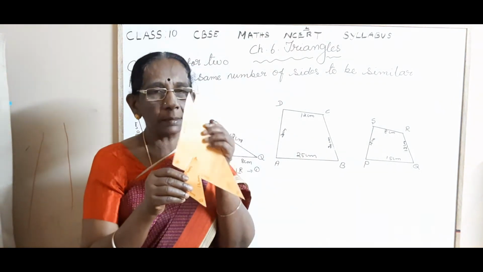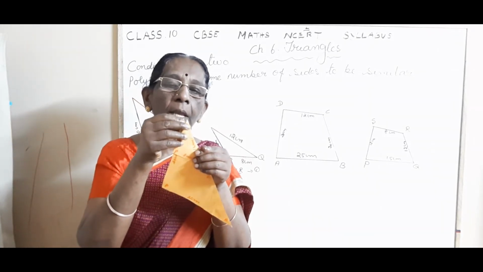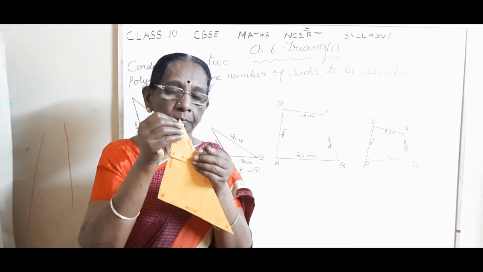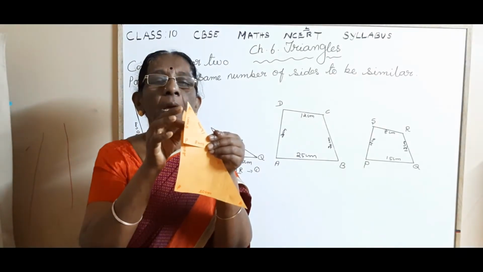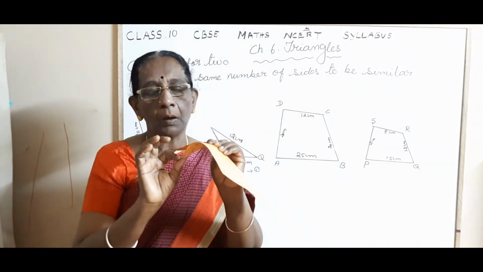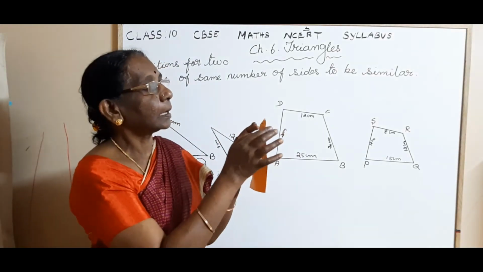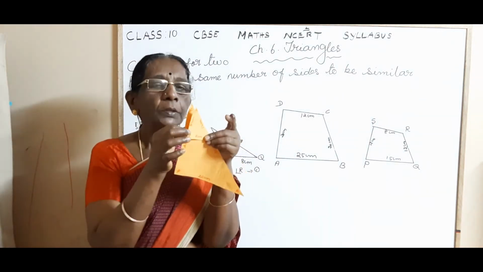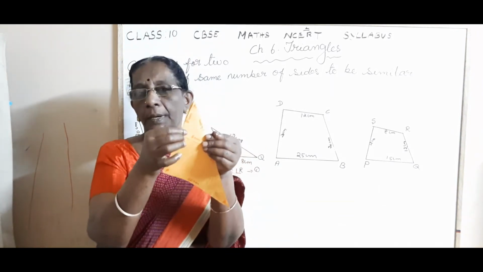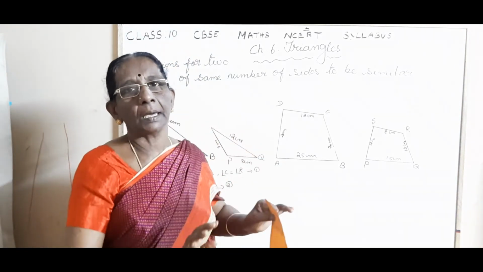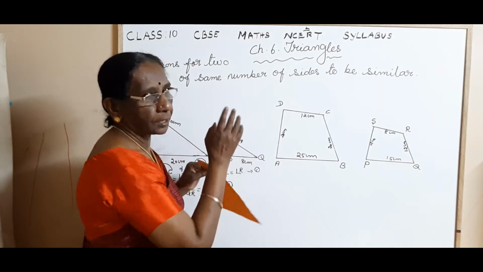Next one, angle C should be equal to angle R. Again, we will check whether these two angles are equal or not. See here, are they coinciding exactly? I have superimposed angle R on angle C. Isn't it, children? So, when they are superimposed, they are exactly coinciding. Therefore, all three corresponding angles are equal. See here, angle A is equal to angle P, angle B is equal to angle Q, angle C is equal to angle R. The first condition is satisfied.